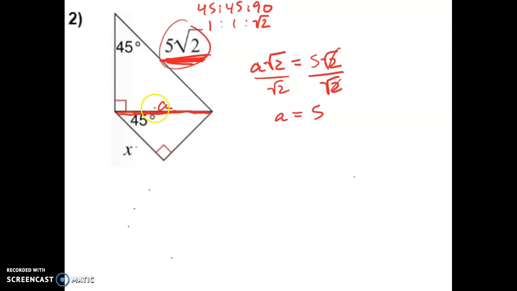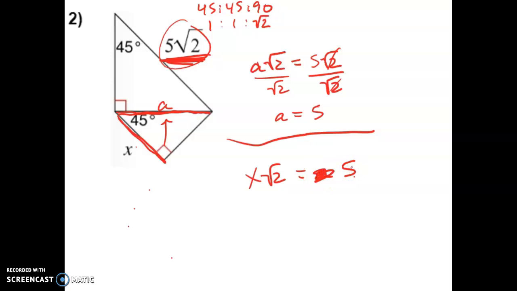All right, and now I've got to take that measure and relate it down to x. So again, I know that if I take one of my sides, so in other words x, and I multiply it by root 2, that gives me the hypotenuse. And the hypotenuse is a, which happens to be 5. So instead of an a here, I've got a 5. I want to solve for x, so I just divide by root 2, divide by root 2. Nice and easy, I get x equals 5 over root 2.